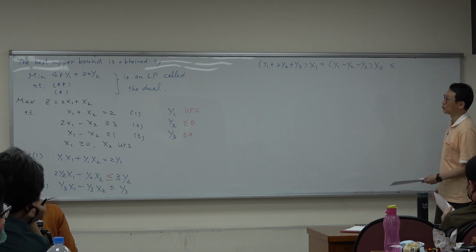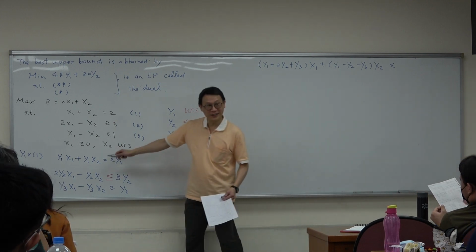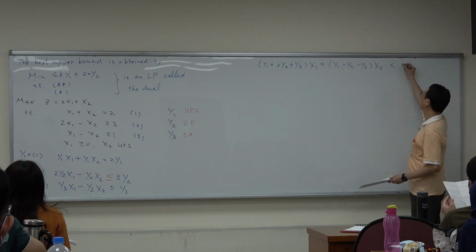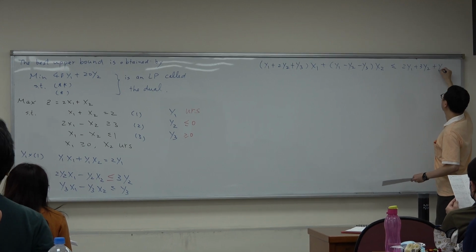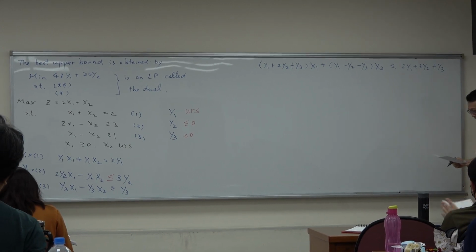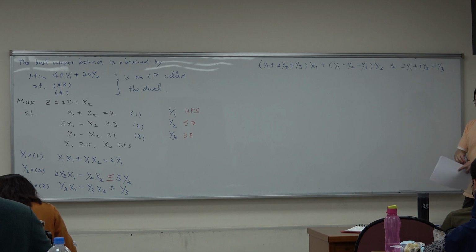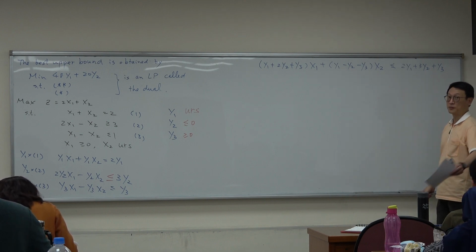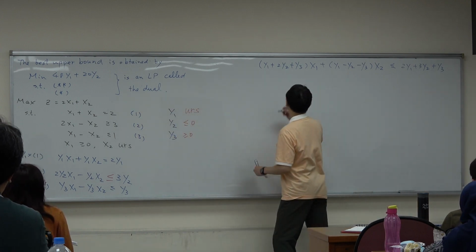Two. We add these three constraints together. Let's do y1, right? Okay. So that's what we talk about as the objective function. Our objective function.